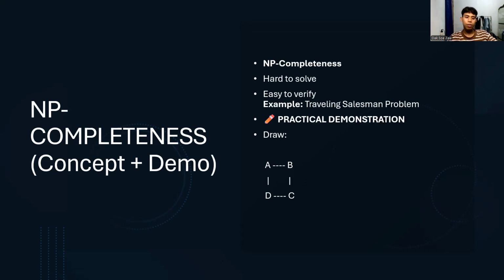For a real example, delivery companies do not calculate all possible routes, right? Instead, they use approximation algorithms to get a good solution quickly. So this shows why NP completeness is important in practice. As you can see here, A, B, C, D, E.